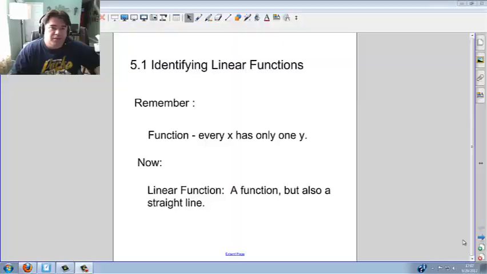All right. Now remember that in a function, every x only has one y. What the x and y are is okay, as long as each x only has one y, it doesn't matter what it is. One can be 2, and 2 could be a billion. It doesn't matter, as long as each x only has one y. Now, a linear function, however, is a function that also has to be a straight line. So there has to be some sort of formula to go with it.